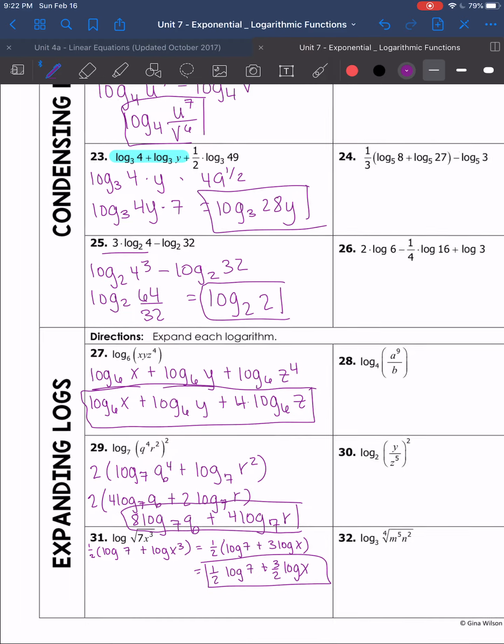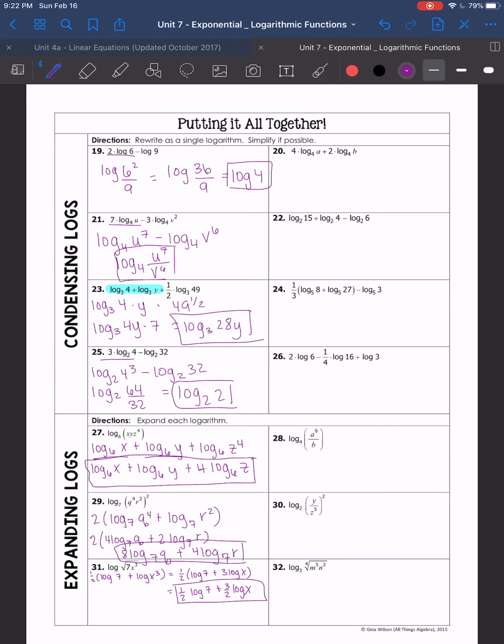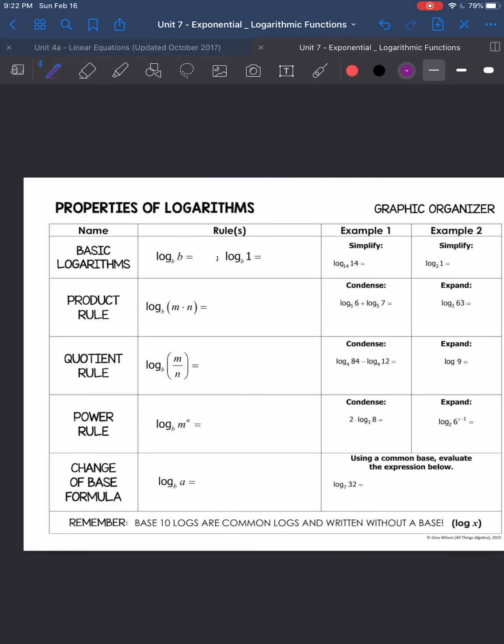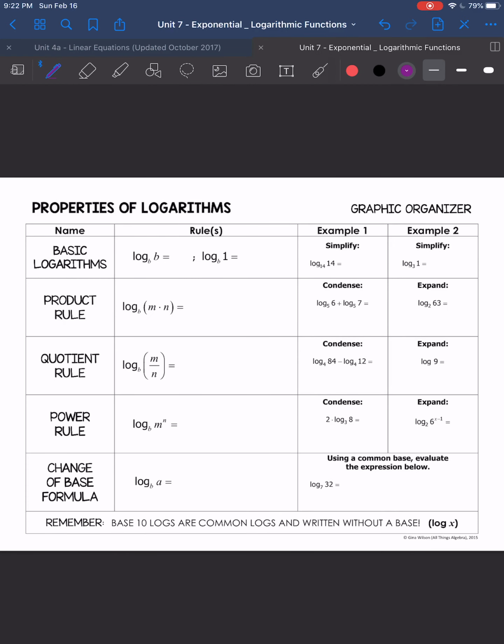So those are your logarithm properties. If you wanted to fill out this thing, go for it. Then you have them all in one spot.